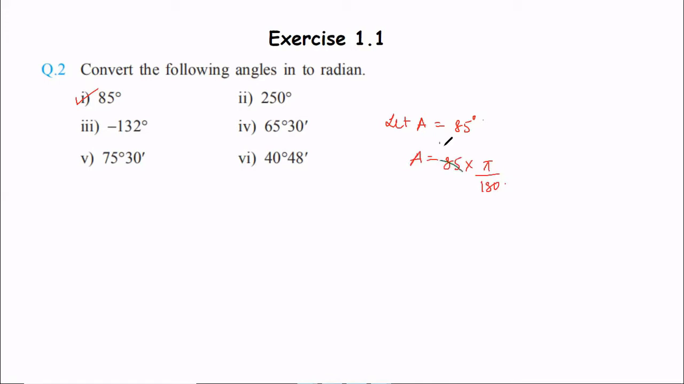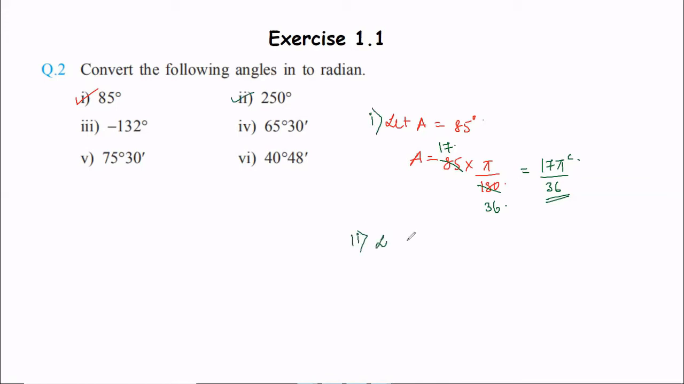We will have 17 over here. 180 will be cancelled. We will have 3, and then 3 times 12 is 36 over here. Yes, so we will get 17 pi upon 36 radian. Okay, so that's our answer. That's the conversion for 85 degrees. This is the first question. Moving to the second question. Similarly, we will solve for the second question.